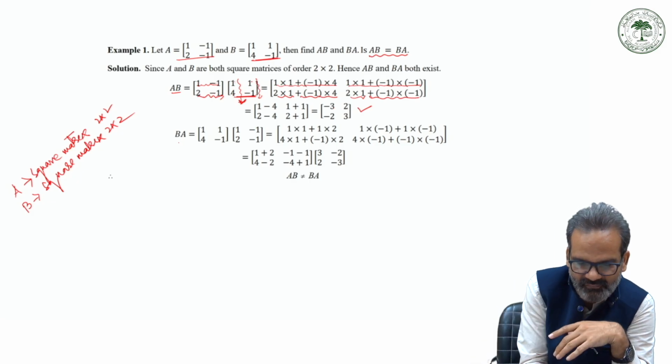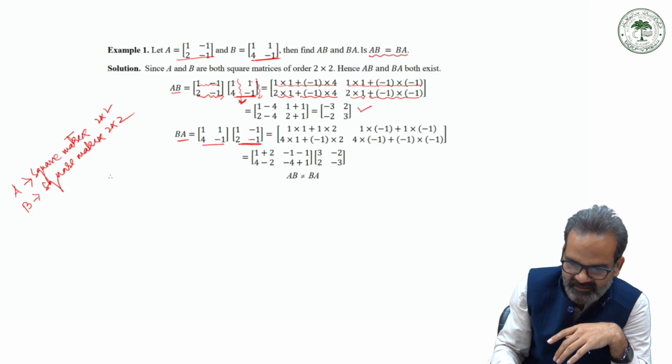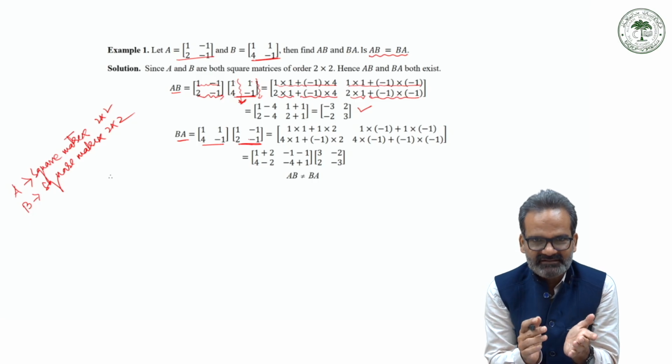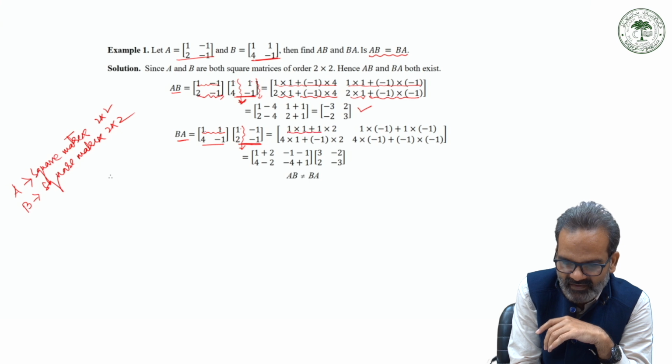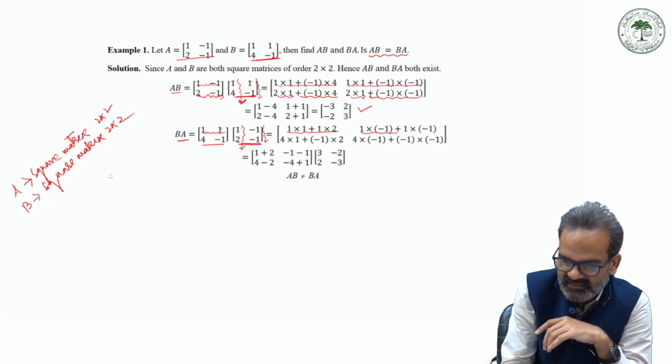Likewise, we can also find the product BA. See, this is B, this is A. Multiply the same product, but with the order reversed, using the same process. This is the first row and this is your first column: 1 into 1 plus 1 into 2. First row with the second column: 1 into minus 1 plus 1 into minus 1.